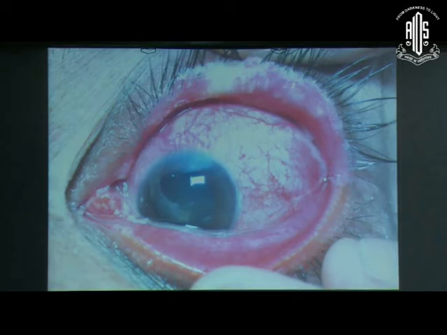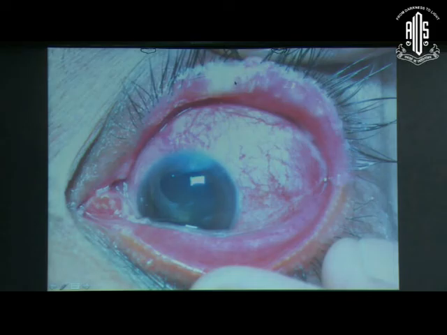Last slide, but not the least. Diffuse congestion of the conjunctiva. Lots of vascularity over here. Anything which is very catchy? Pagetoid sebaceous. Okay, so these can also present as a conjunctival tumor. But again, you have a very catchy point over here.